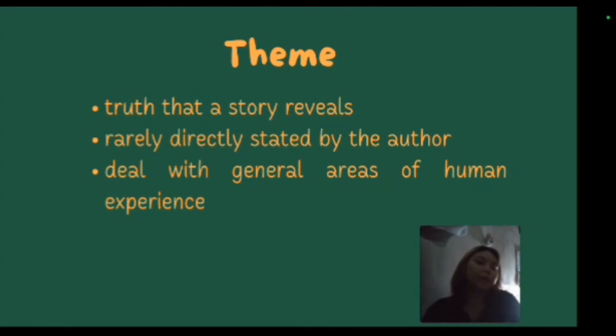These themes are not stated by the author, because we have to look for them, realize and discover them. It deals with general areas of human experience. In determining the theme of a fiction, we have to look at what happens in the story that happens in reality, that we can say, this changes my perspective, or this affected something in me. That is why I know this is the theme, the purpose and the message of the story.